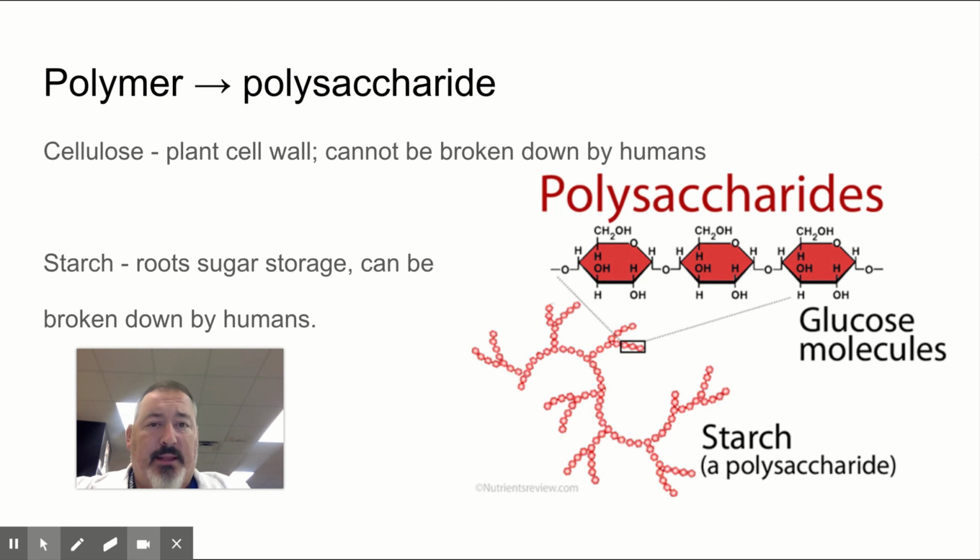So let's just go through these. Carbohydrates are a main source of energy. They can be used in structure like plant cell walls, as well as energy storage like you see in plants.